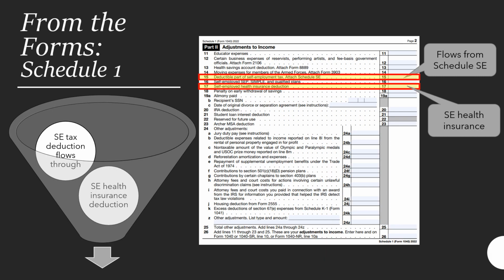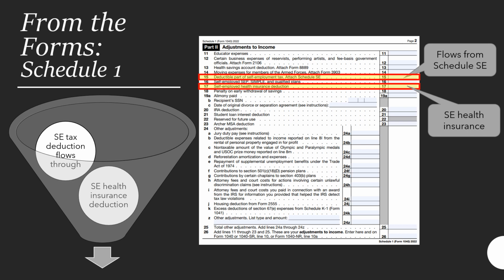For the purposes of this lesson, we're not going to go through the flow through of Schedule 2 for the other taxes, and we're just going to focus here on Schedule 1, which is our other income and adjustments to income. And so you can see here on line 15, that's where we have the deductible part of the self-employment tax flowing from Schedule SE.